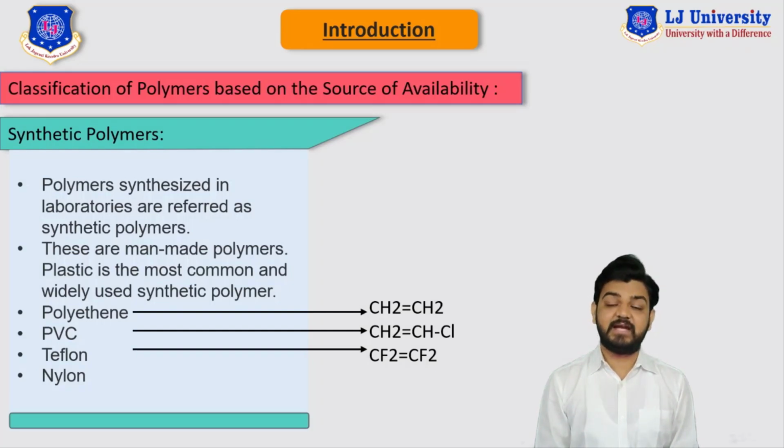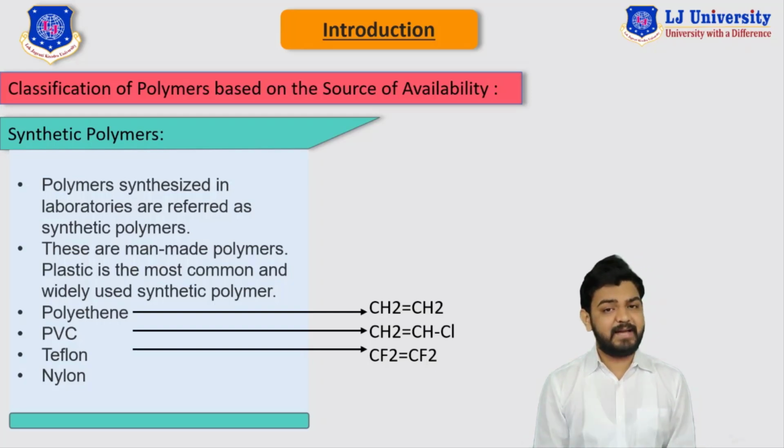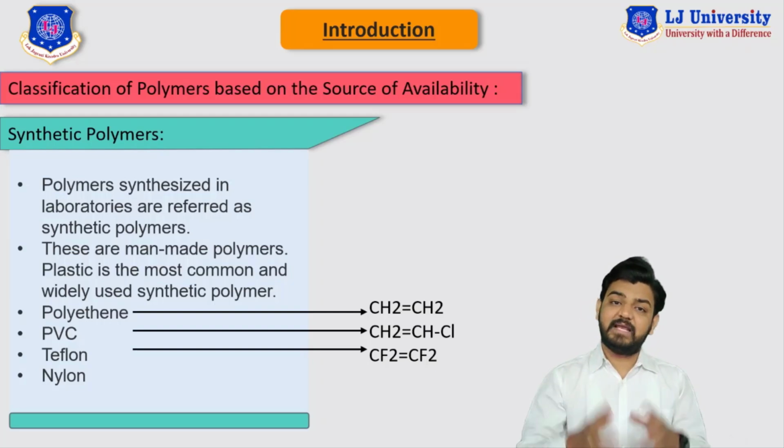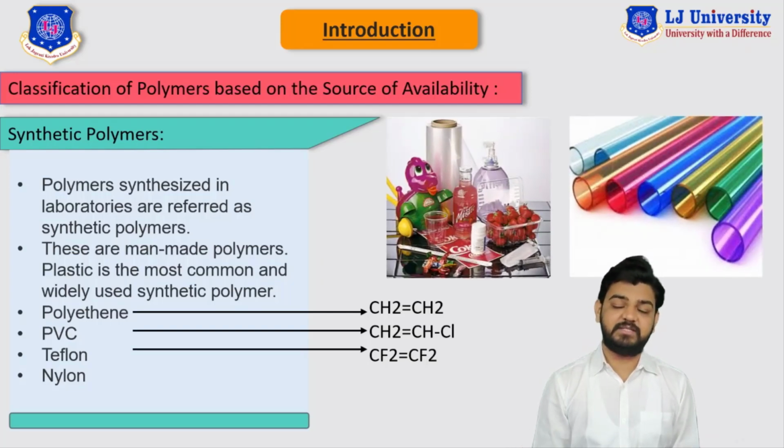So we can say that these polymers are man-made polymers. Their examples include polyethylene, PVC, Teflon and nylon, and all other polymers that we produce in factories or on a laboratory scale. So these were all the synthetic polymers that we are using in day-to-day life.